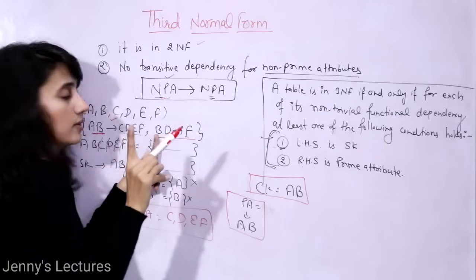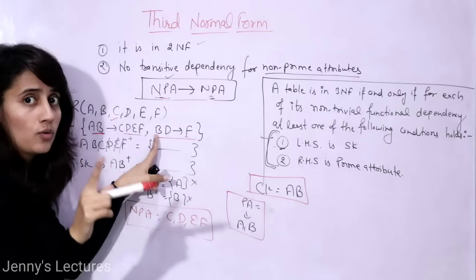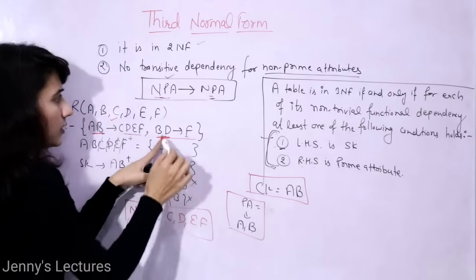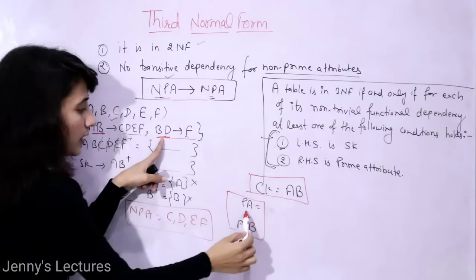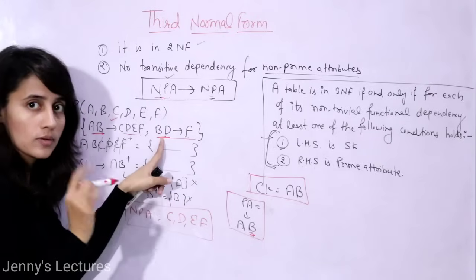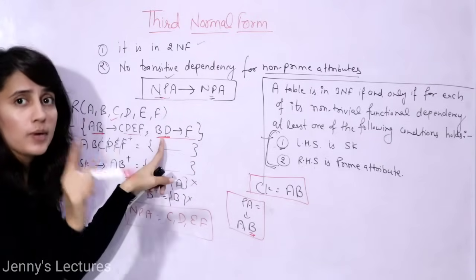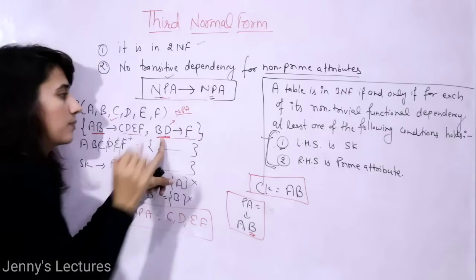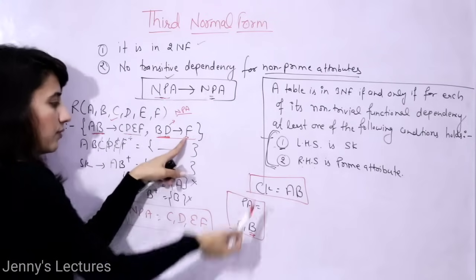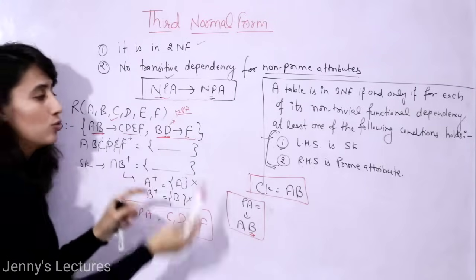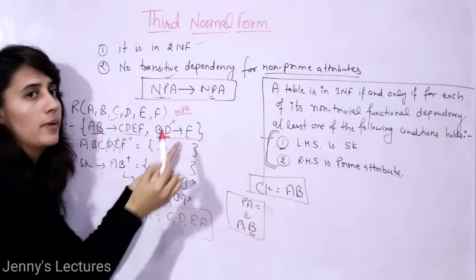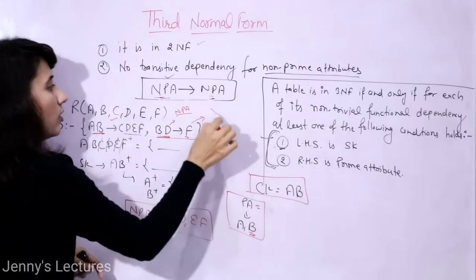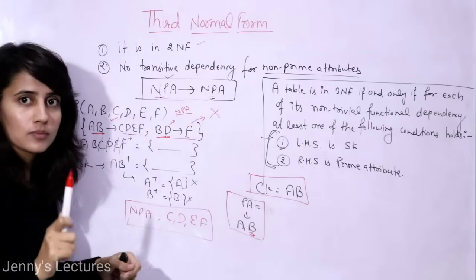Now see this point, you need to clear out this point very carefully. Both B and D, is this a non-prime attribute? Now we will say that B is a prime attribute, right? But D is not a prime attribute, so this we will consider as a non-prime attribute. And the right hand side is F. F is what? It's a non-prime attribute. So here also non-prime attribute, here also non-prime attribute. So this is violating the condition. So this relation is not in third normal form, right?